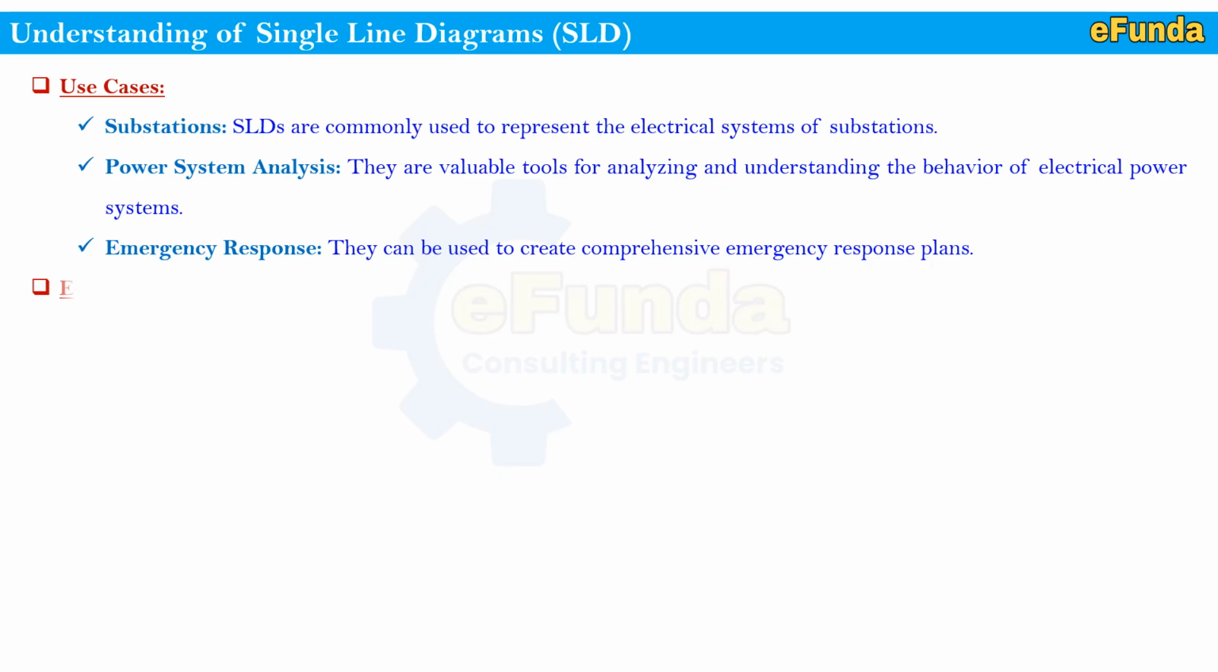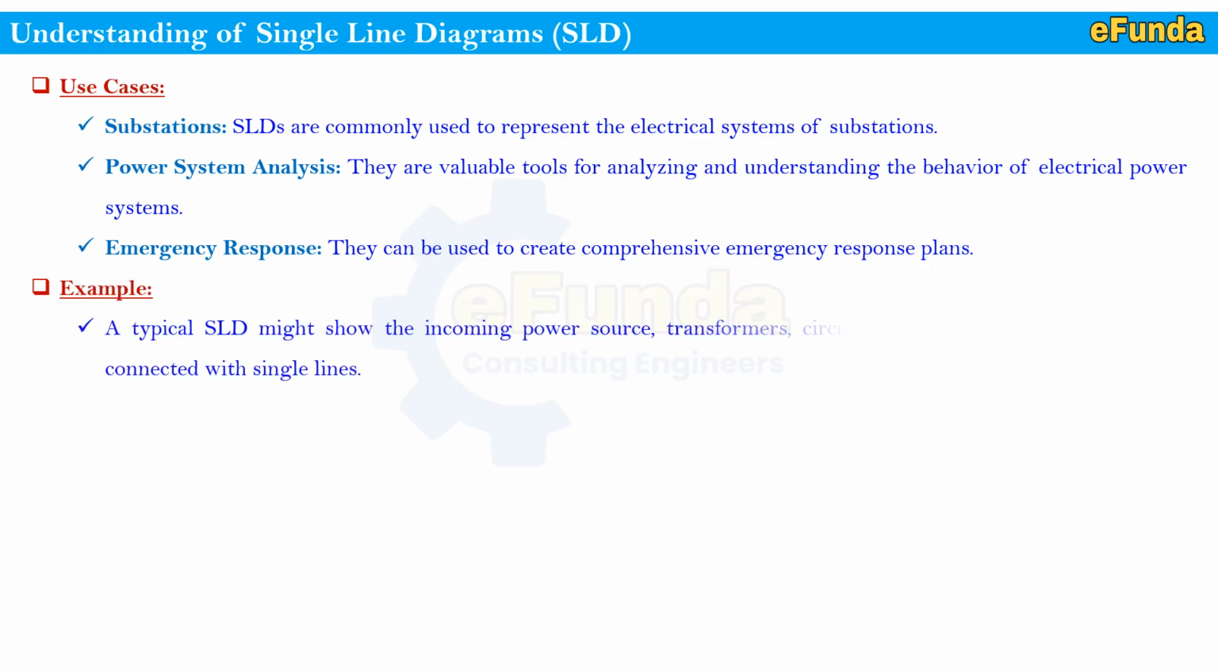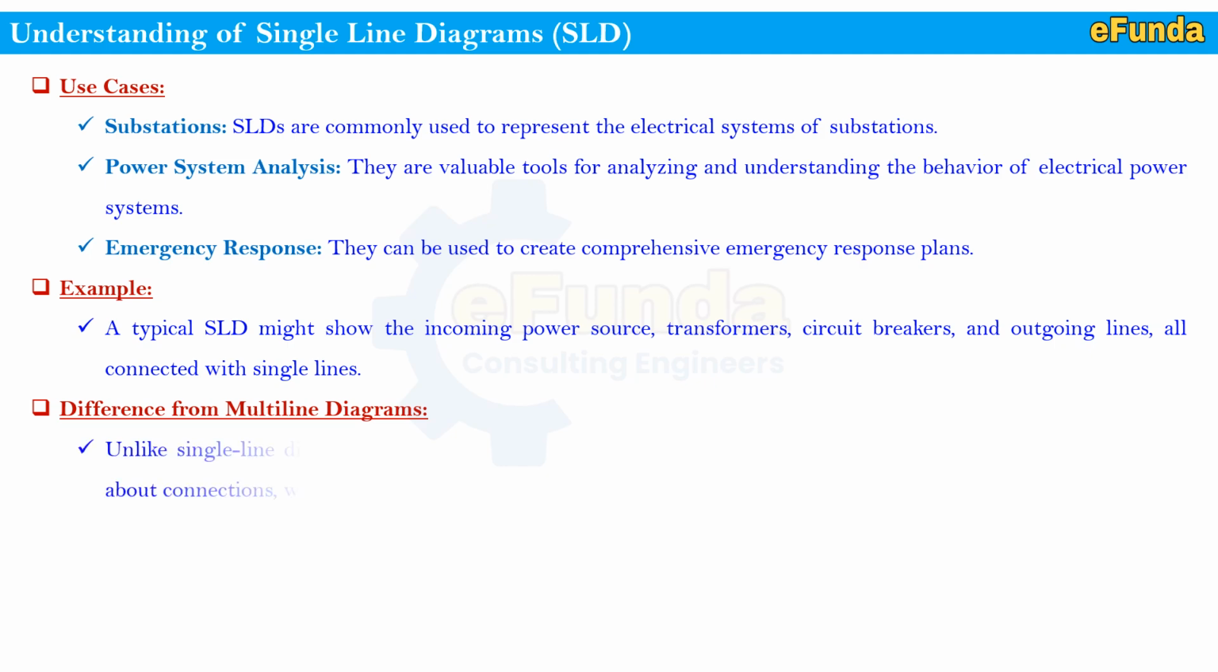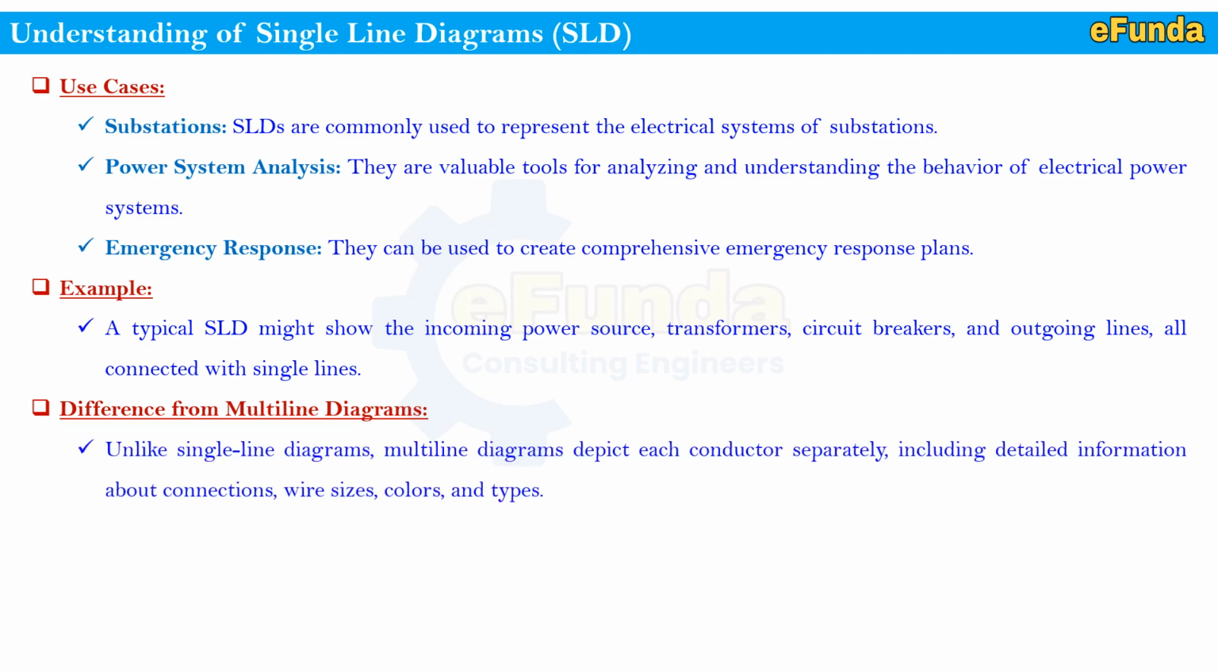Similar to that, now examples. A typical SLD might show the incoming power source, transformer, circuit breaker and outgoing lines, all connected with a single line. A difference between multiple diagrams or multi-line diagram: unlike a single line diagram, a multi-line diagram depicts each conductor separately, including detailed information about their connections, wire sizes, color and type. These are the details of the single line diagram covered as part of understanding a single line diagram.